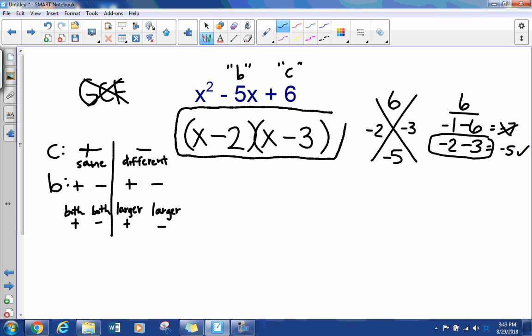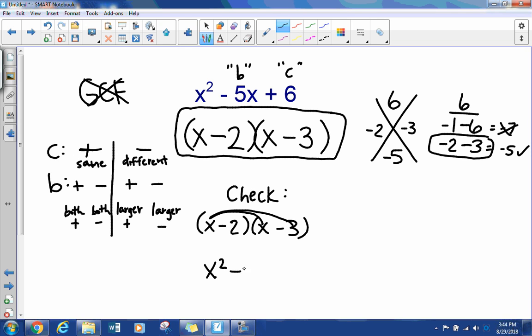And always, always, always, when you factor, you can check your work by redistributing the two factor pairs that you found to see if you get what you originally started with. So if I did that here, I would first do x times x, which gives me x squared. I'd also do x times -3, that gives me -3x. Now I need to distribute -2 times x to make -2x, and -2 times -3 makes +6.